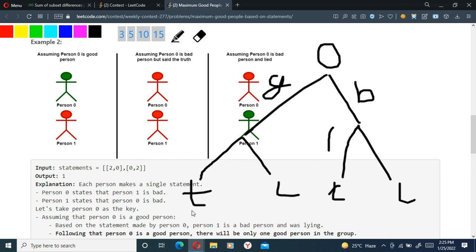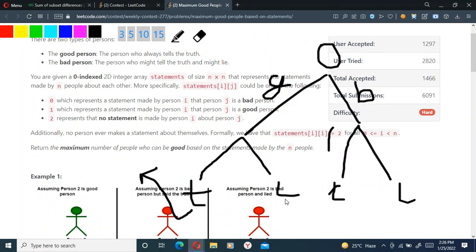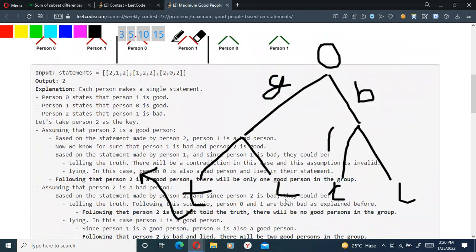Now if this person is telling me the truth, assuming that, the next condition is that these become invalid. They do not count. And what do I need to return? The max number who can be good based on statements made by n people. Okay, I need to take the best possible answer. That means by assuming each person.